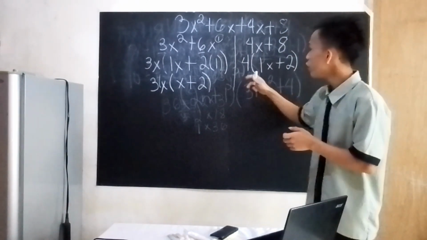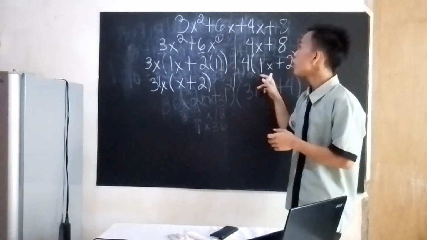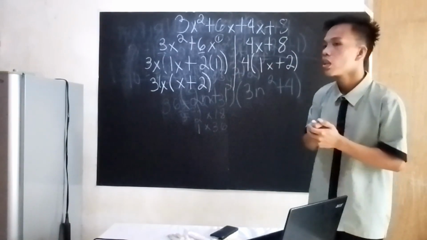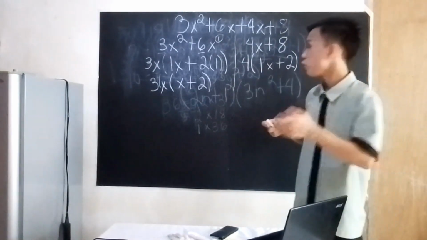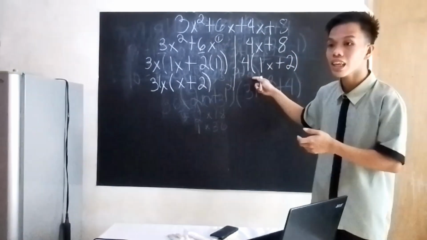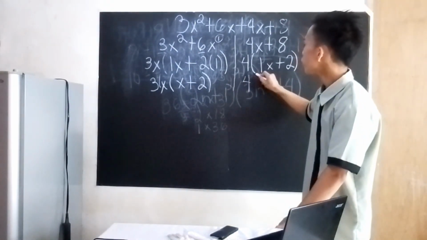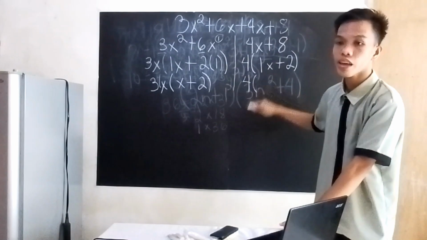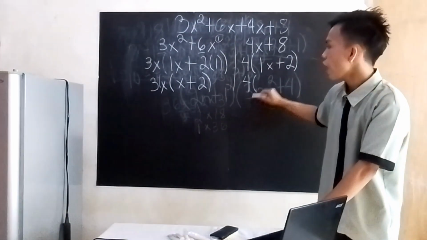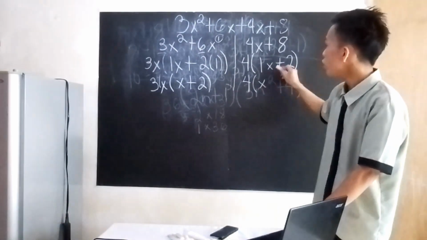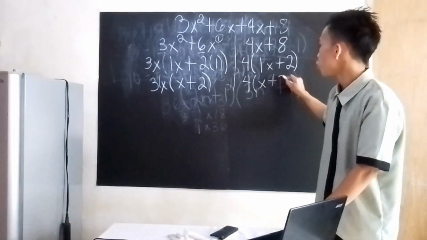So are we done on finding the factor of 4x plus 8? That's right, so we are not done yet because this is not in simplified form. So 4 multiplied by, what is 1 times x? x plus 2.